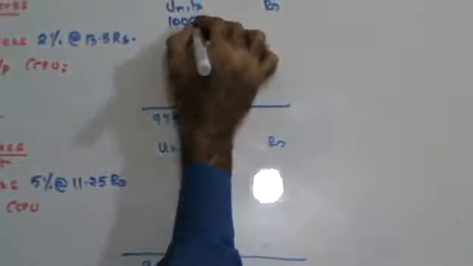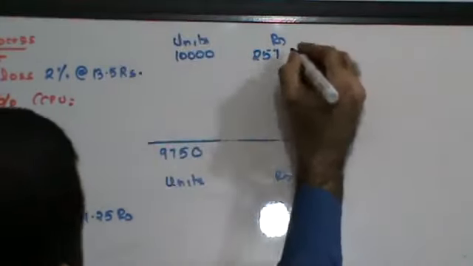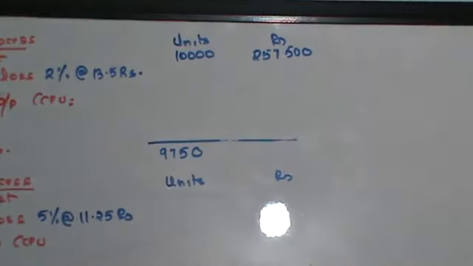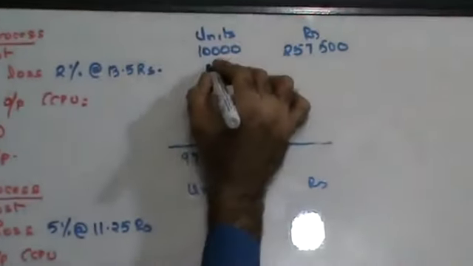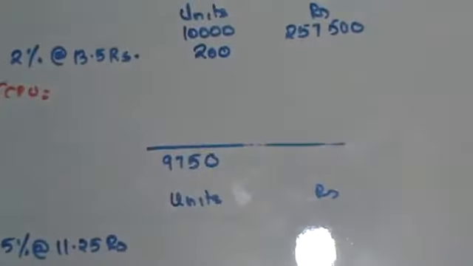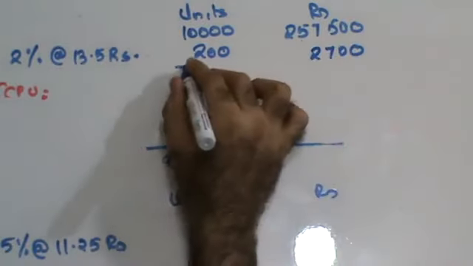10,000 units, 2,57,500. Okay. Now, normal loss is given to you as 2%. So 2% of 10,000 will be 200. Normal loss is at the rate of 13.5. So 200 into 13.5 will give you 2,700.